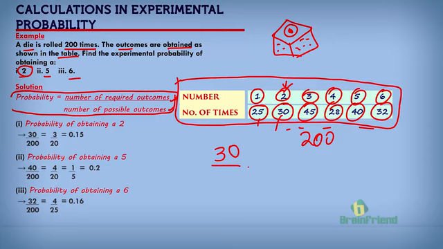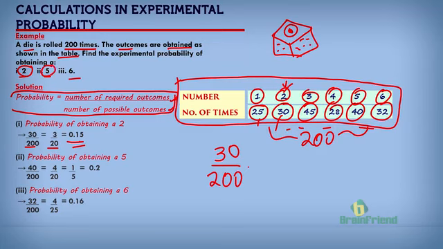How many times was the dice rolled in total? 200 times, of course. So we simply say 30 all over 200. 30 all over 200 is what? 3 all over 20, which gives us 0.15. So the probability of obtaining a 2 is, you can put your answer in a fraction form or a decimal form. So the probability is either 3 over 20 or 0.15.